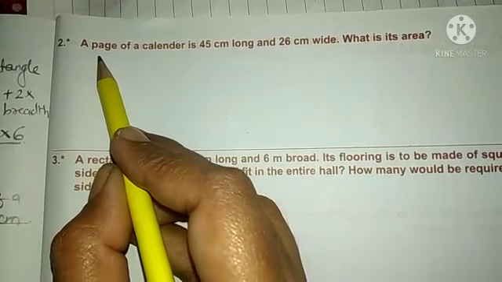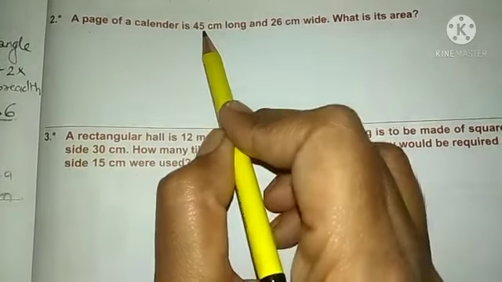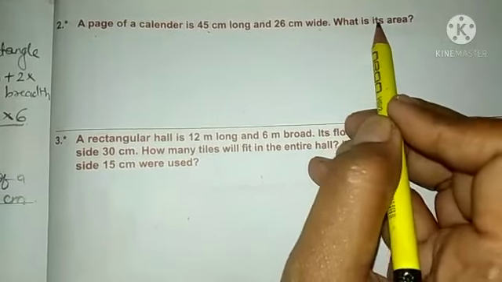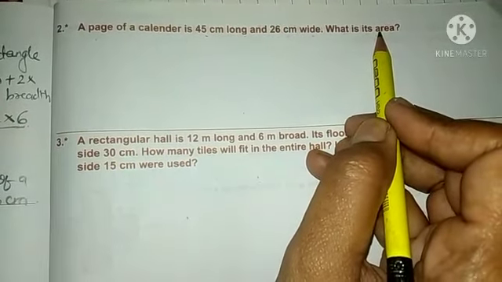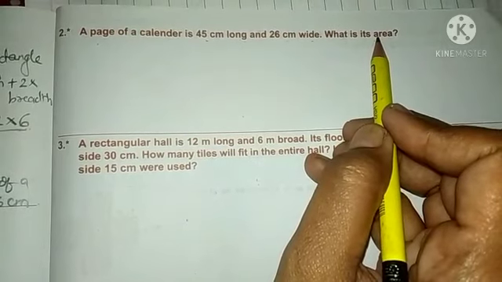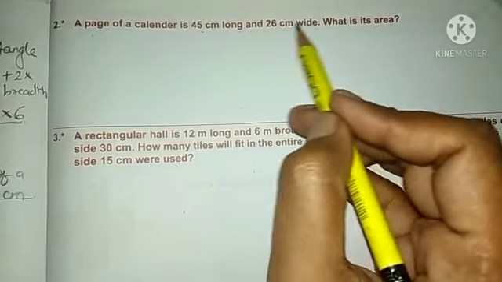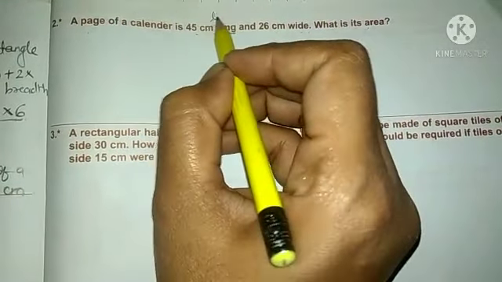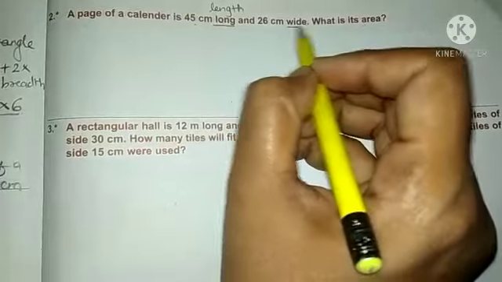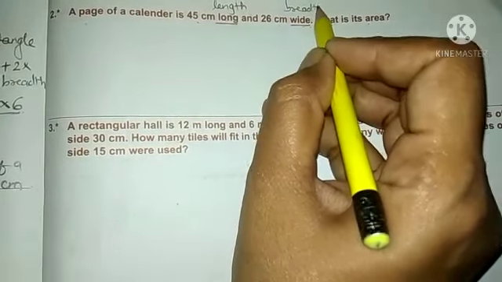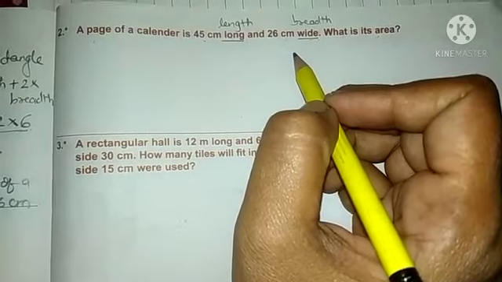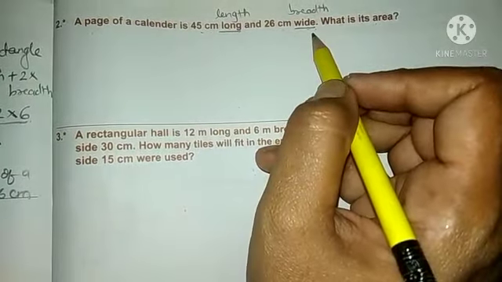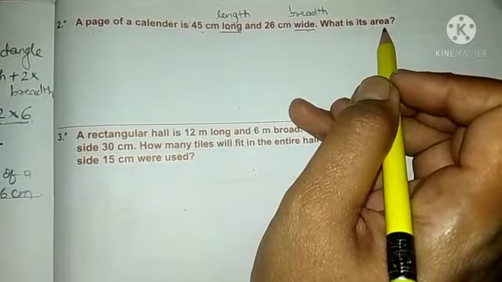Student, second question, a page of a calendar is 45 centimeter long and 26 centimeter wide. So what is its area? Now again here we have to find out the area of a page of calendar. Clear? The length and breadth of that page is given. Long means length and wide means breadth. So what is the shape of that page of a calendar? Rectangle. Clear? So the length and breadth of that page is given. We have to find out the area.